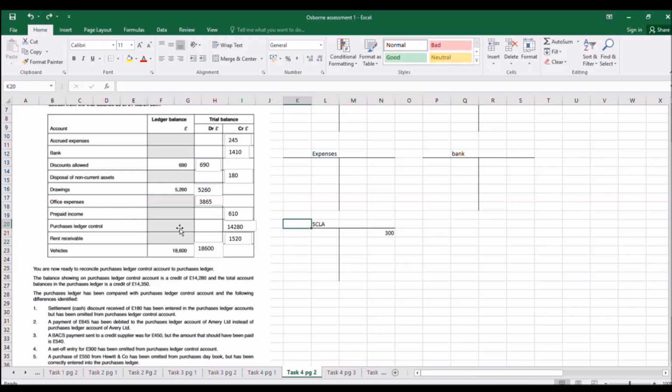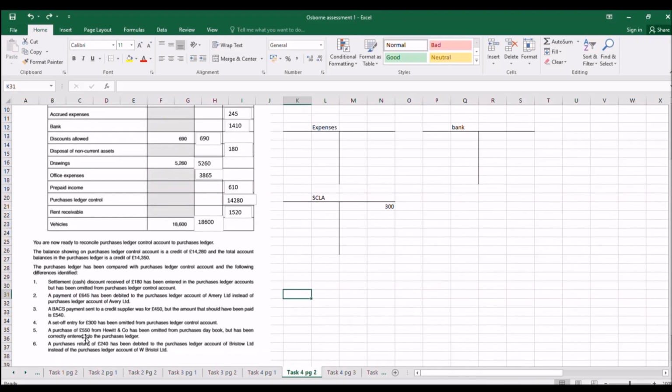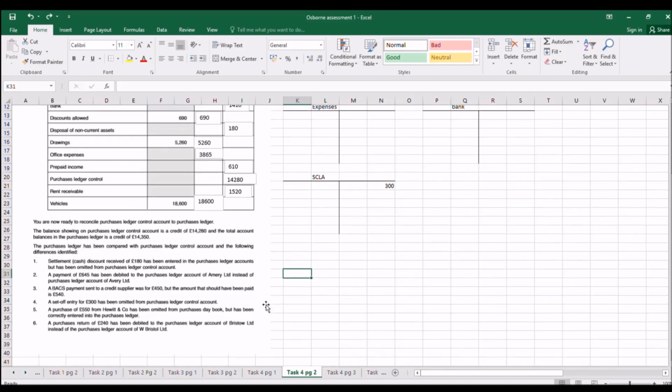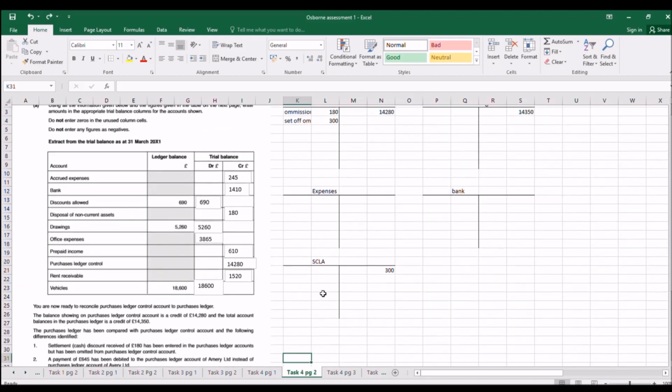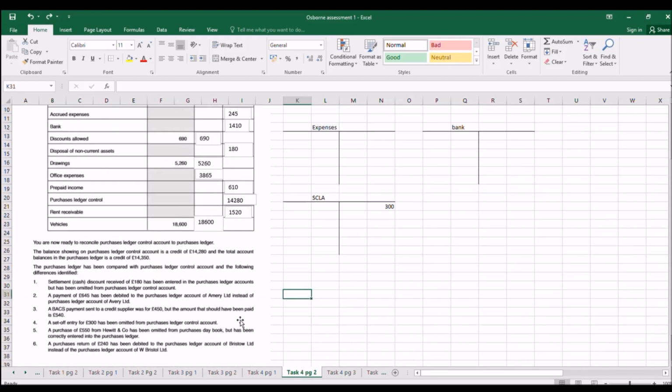Right. A purchase of 550 from Hewitt & Co. has been omitted from the purchase daybook, but has been correctly entered into the purchase ledger. Okay, so we purchased 550, it was omitted from the purchase daybook, so it never actually hit purchases, and it never hit the purchase ledger control account. Okay. That's not going to be responsible for any of the differences. Let's just hold that one at the moment and just note 5.